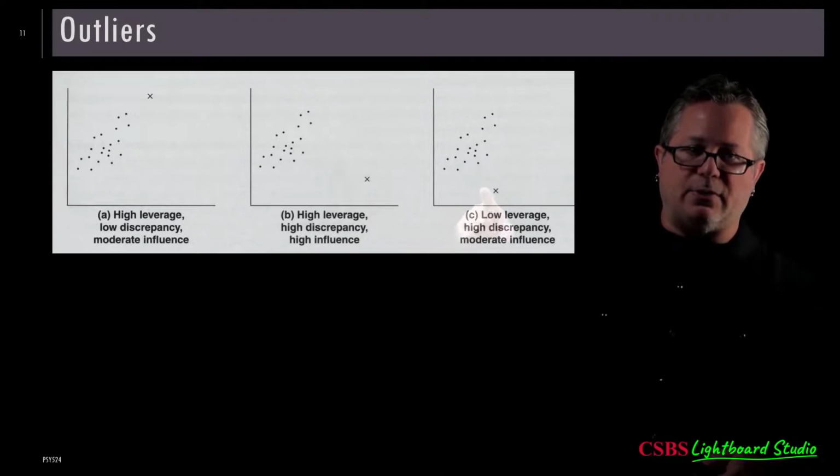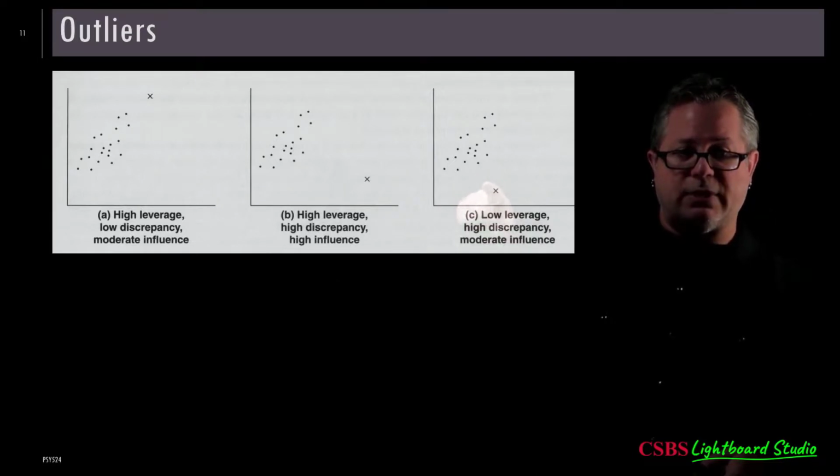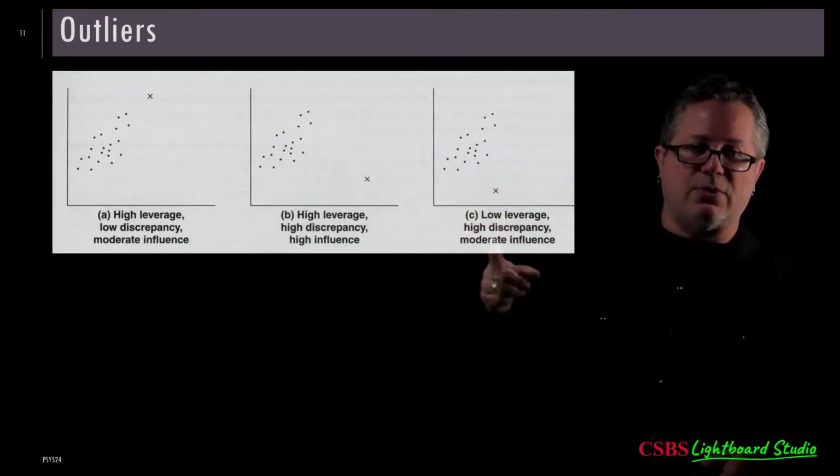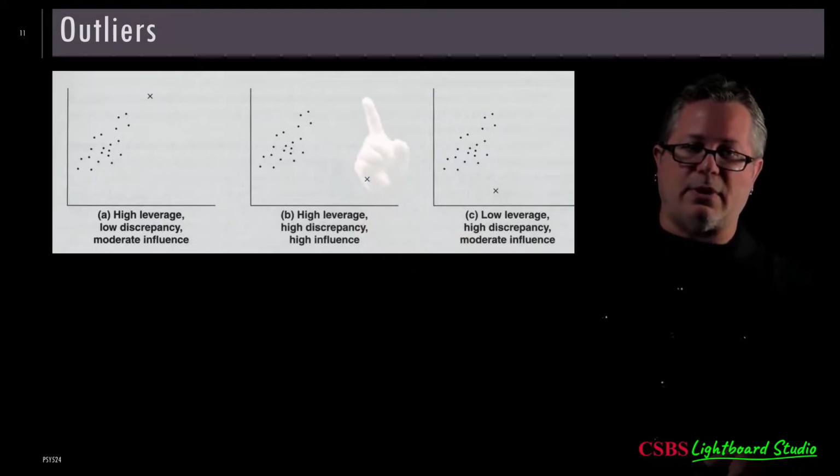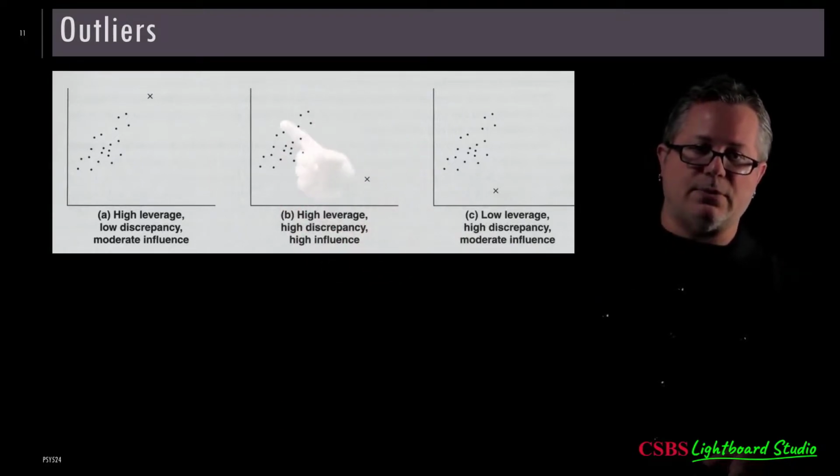This one's still highly discrepant, but it's got lower leverage because it's starting to come in and be a little closer to the data. So it's not quite as discrepant. It's going to have some influence, but not as high as this one. This one's going to have the most influence of those three examples.